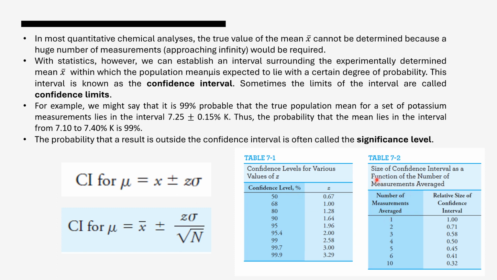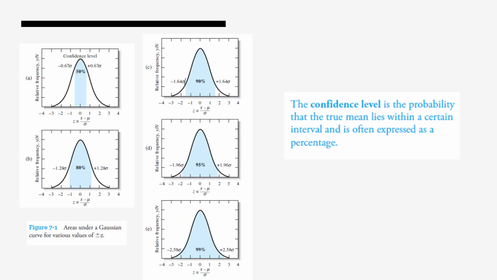So you can see here this table 7.1 summarizes the confidence level and the Z value. So you will use this as the constants depending on the question. And also we can measure the size of the confidence interval as a function of the number of measurements averaged. These are the number of measurements averaged. These are the relative size of the confidence interval that we can expect.